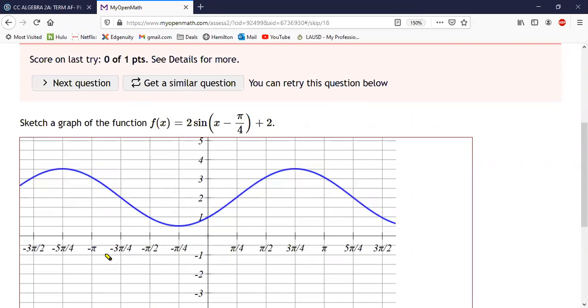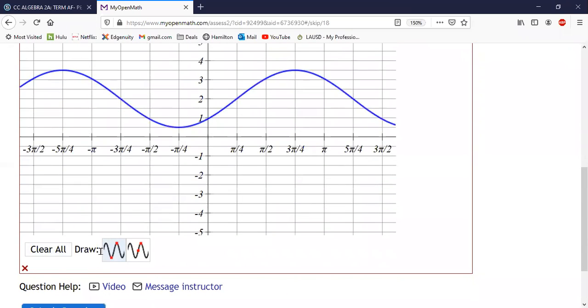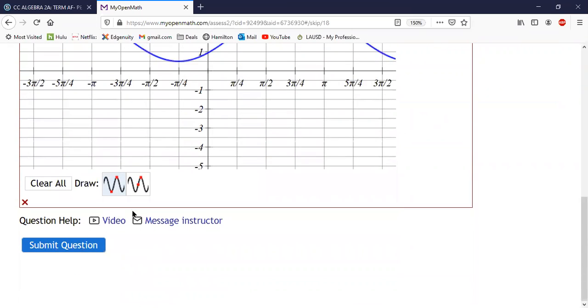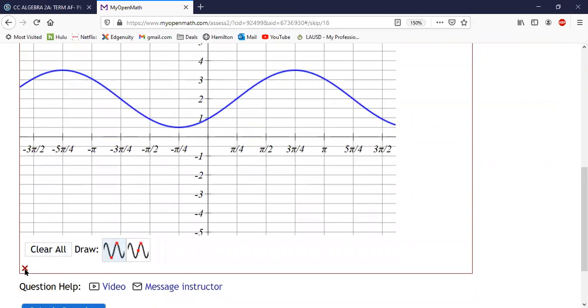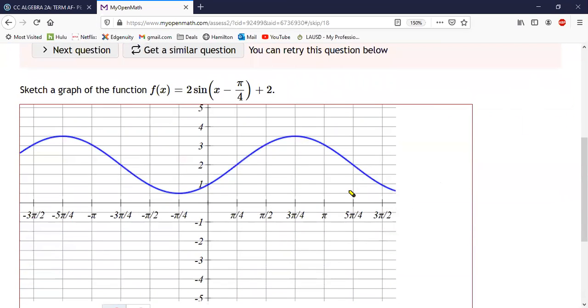Now again, this is a harder question. You might want to do a couple of these. Oh, I got it wrong. Whoops. Let's see, why did I get it wrong? Let me see the answer. Oh, this one, I have to try it again.